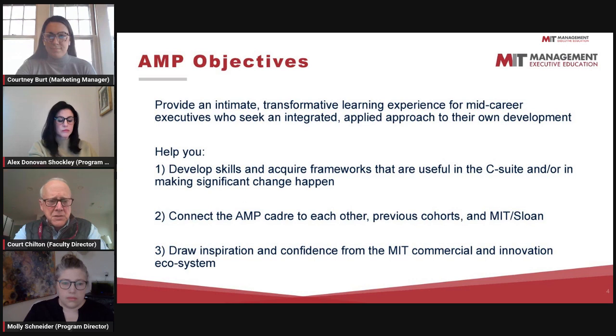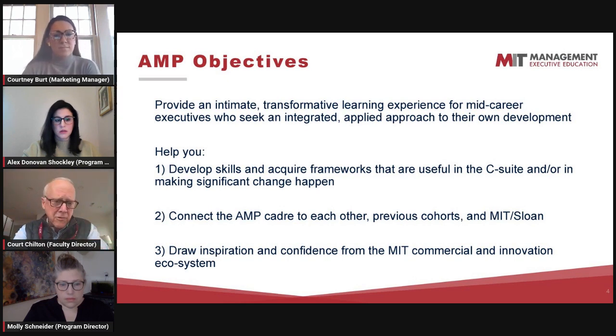They want to be here on campus. There's a lot of reasons they come that we can talk to you about, but many of them already have an MBA. Some don't, but they have MBA-like prior work experience. The goal, more specifically, is to help the people who come develop skills and acquire frameworks, as it says here, that are useful at the very senior parts of organizations and to make significant change happen in organizations. We also purposely set out to connect this cohort of senior leaders to each other, to prior cohorts of people who have come to the AMP, and to the wider MIT Sloan community. So we really do believe in developing principled innovative leaders and developing them together and creating a community of people that have this shared experience of being at MIT.